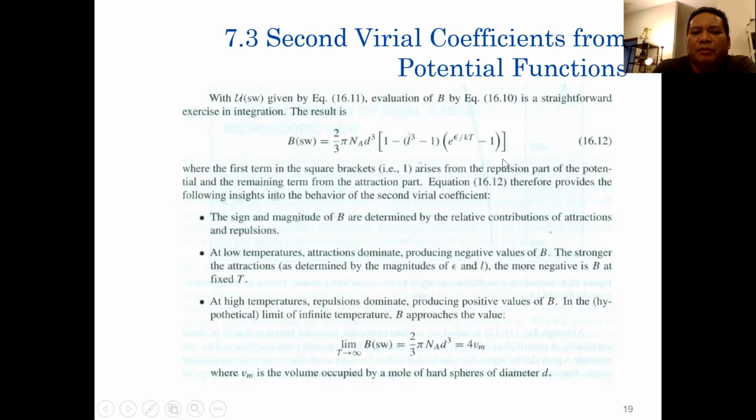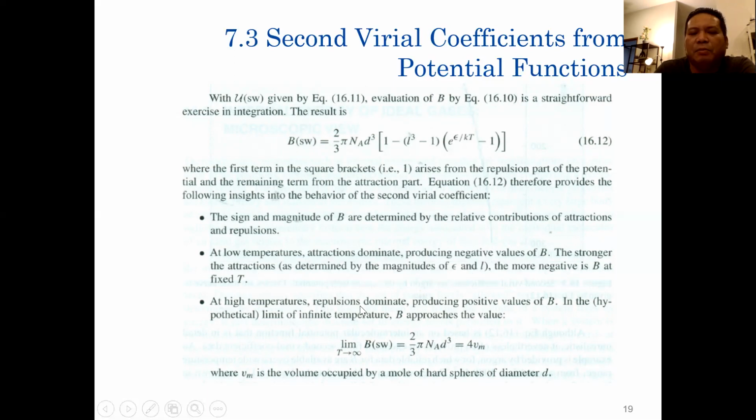From here, we can see that the sign and the magnitude of B are determined by the relative contribution of attractions and repulsions. At low temperature, attraction dominates. Low temperature, what will happen? This term is very small, so this number will be quite big. Attraction dominates, producing negative values of B, and the stronger the attraction, as determined by the magnitude of epsilon and l, the more negative is B at fixed T.